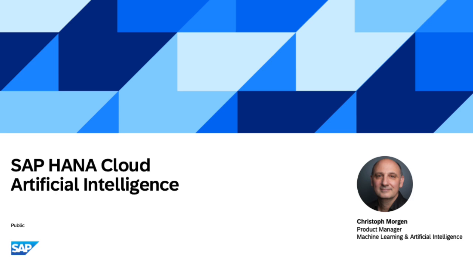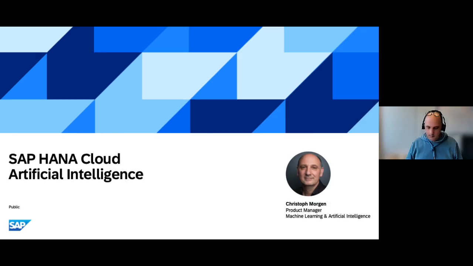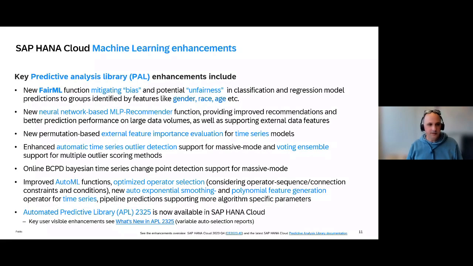Let me share my screen. Also, welcome everybody from my side. I'm very pleased to share with you the updates about the enhancements in the area of HANA Cloud AI functions, machine learning capabilities. There's again a rich set of new and enhanced functions. Our highlight feature is a FairML function, which helps our customers to mitigate bias and unfairness in their classification and regression models. We'll go into more detail for that update.